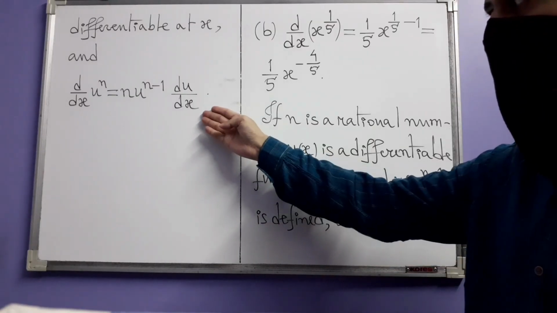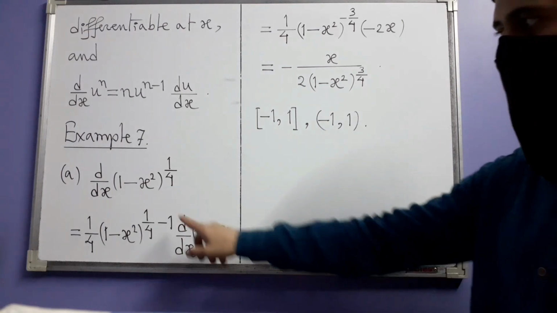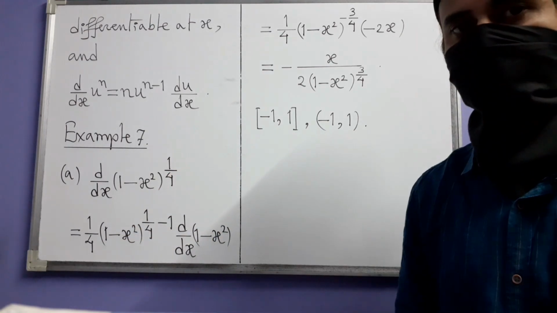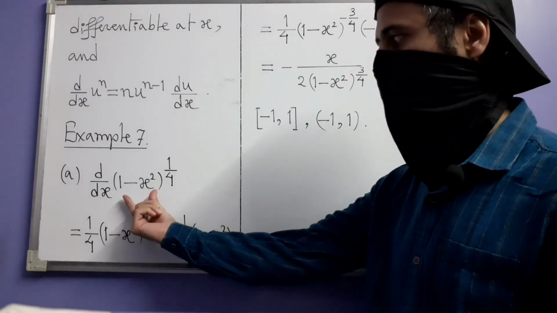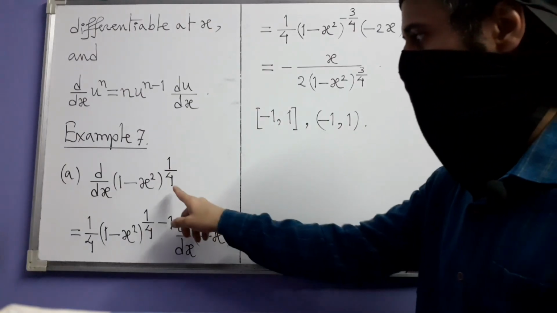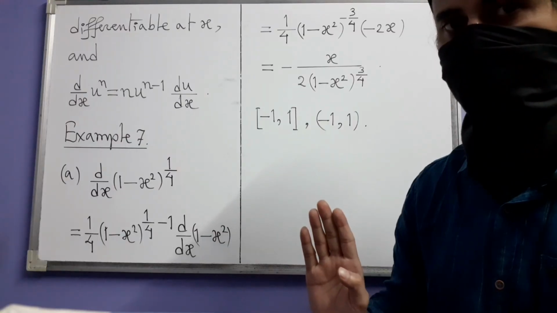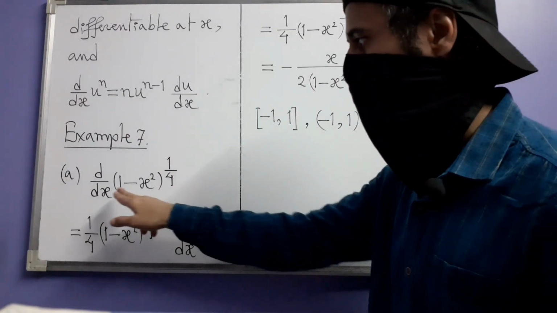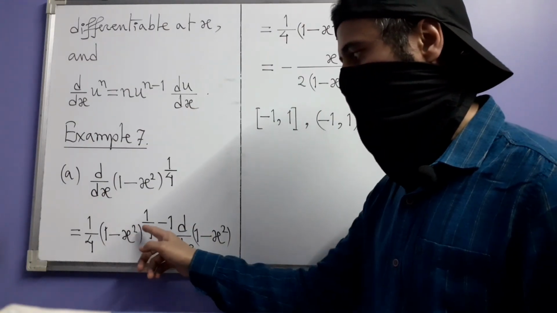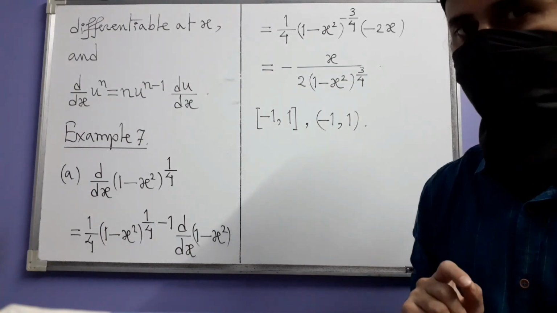And now let's also see how this can be applied in some examples. So we see example 7, where say the function to be differentiated is this, 1 minus x square to the power 1 divided by 4. Think of 1 minus x square as your differentiable function of x, u, and this is the nth power of 1 minus x square, where n is 1 divided by 4, the rational number. So you are differentiating u to the power n, and by this rule first you apply your power rule with the rational exponent 1 divided by 4.